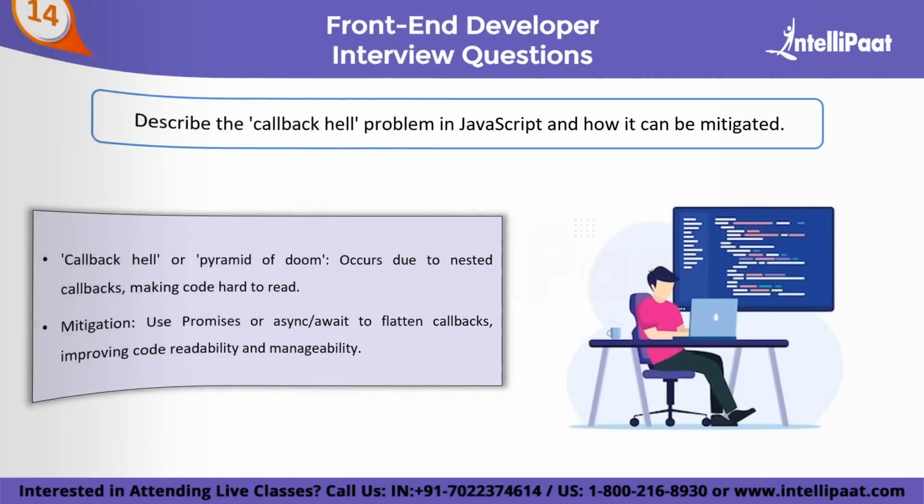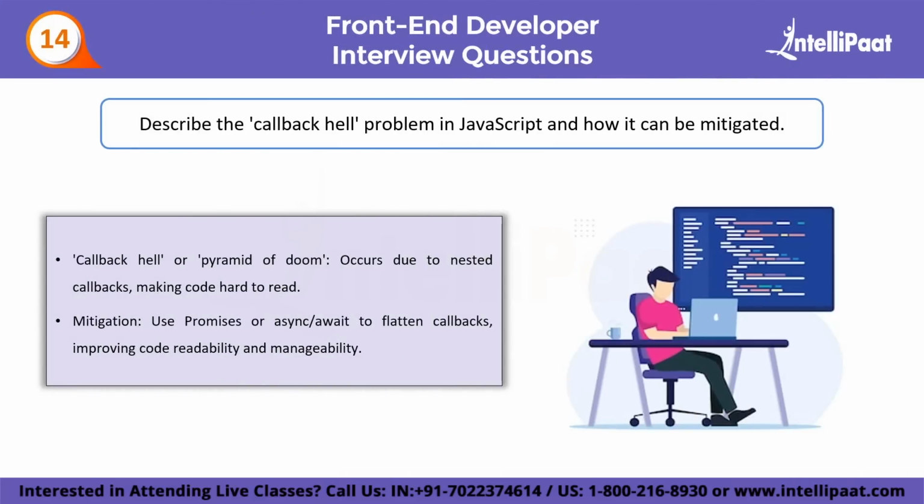Now moving on to our next question. Describe the callback hell problem in JavaScript and how it can be mitigated. The answer to this question is, callback hell in JavaScript occurs when you have too many nested callbacks inside one another, making your code hard to read and maintain.